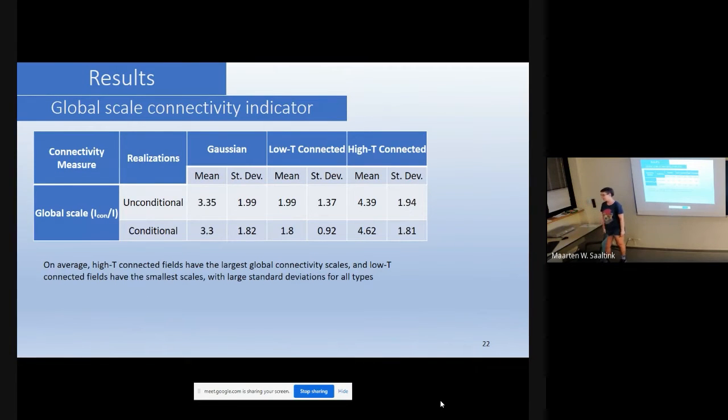Results part. Global scale connectivity indicator. On average, high T connected fields have the largest global connectivity scales, and the low T ones have the smallest scales. This is even more clear for conditional applications.